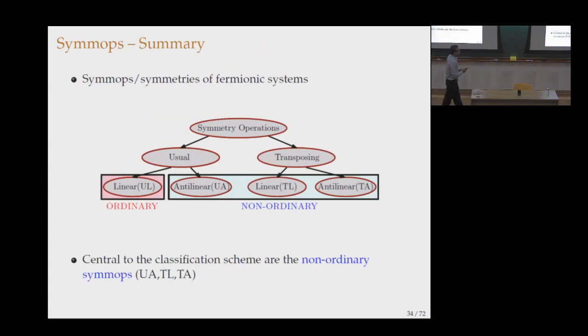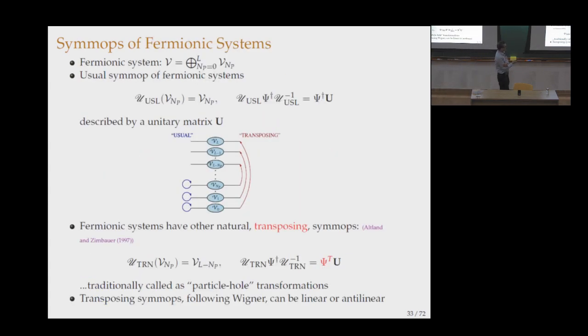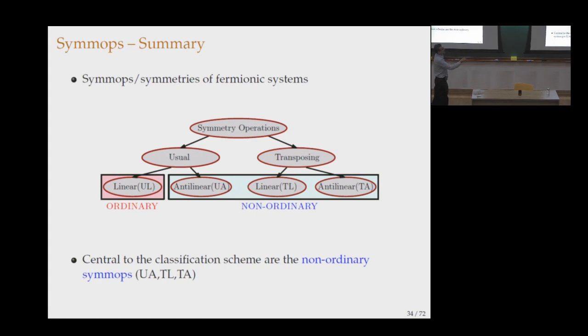Right? In the first case, if I were to write the usual kind of operation which maps the particles to particles, then a creation operator will go to a creation operator times some matrix, a unitary matrix if you like. However, if I were to do this transposing operation, a creation operator will go to an annihilation operator, because I have to map particles to holes with a unitary.